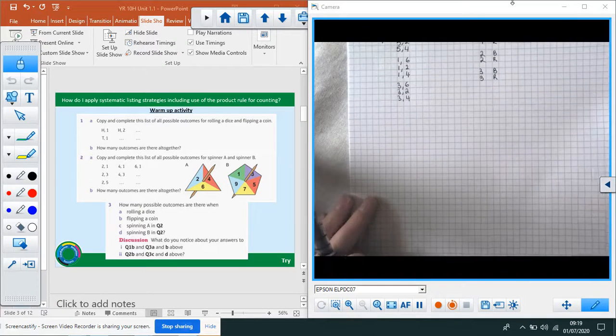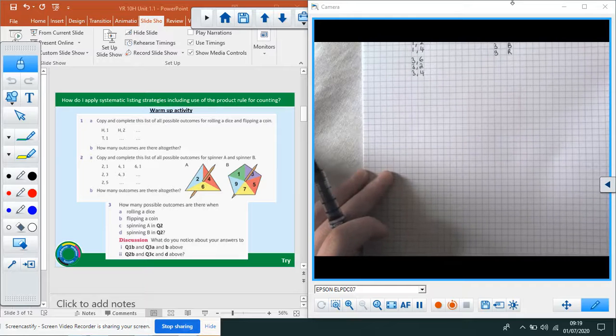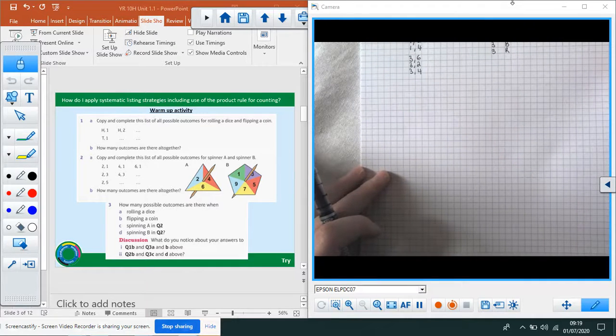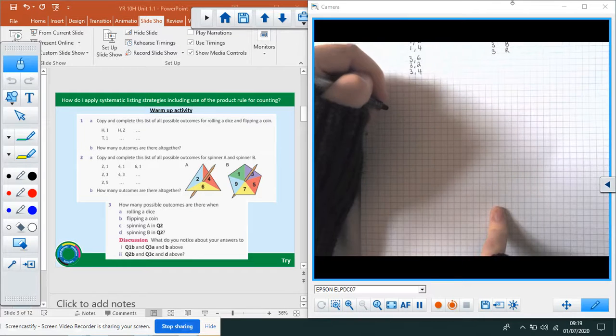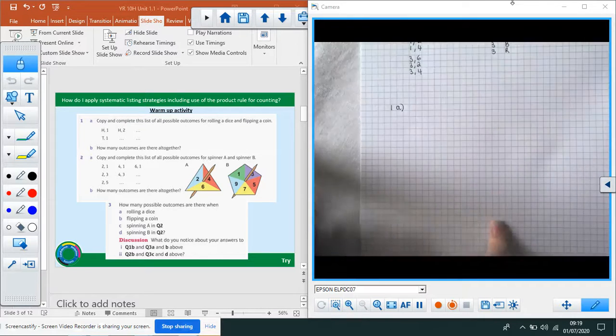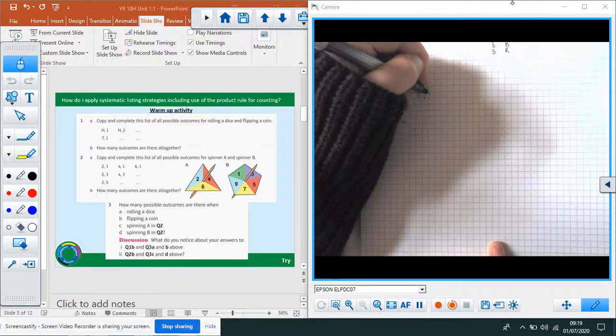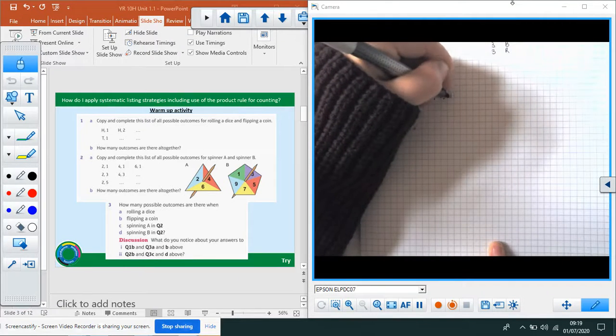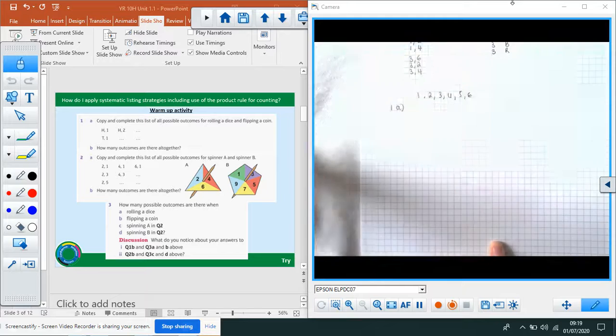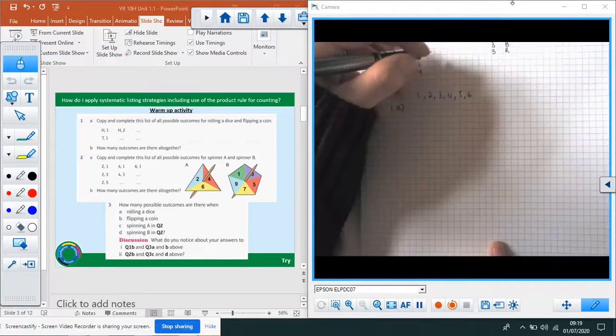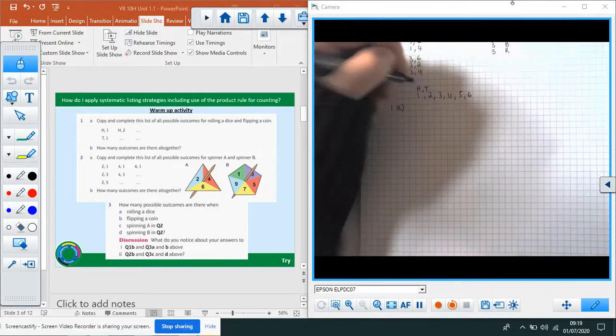So for question 1, it said, copy and complete this list of all the possible outcomes of rolling a dice and flipping a coin, okay? So first, if you think about when you roll a dice, what are all your possible outcomes? Well, I can either get 1, 2, 3, 4, 5, or 6. And when you flip a coin, what are your outcomes? Well, it's heads or tails, okay?